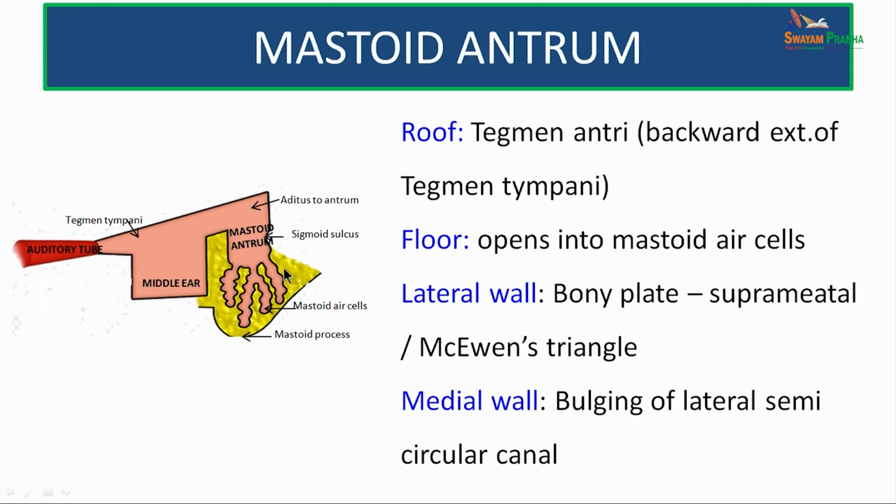The floor of it communicates or opens into the mastoid air cells. The lateral wall is a bony plate, that is the suprameatal or McEwen's triangle. That is an external landmark which identifies the mastoid antrum. The medial wall is formed by the bulging of the lateral semicircular canal.